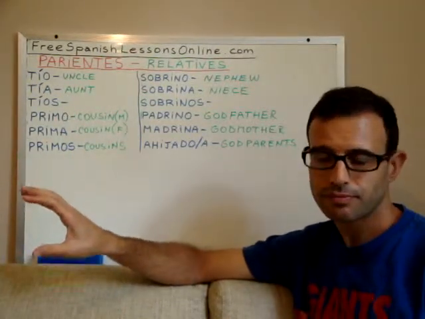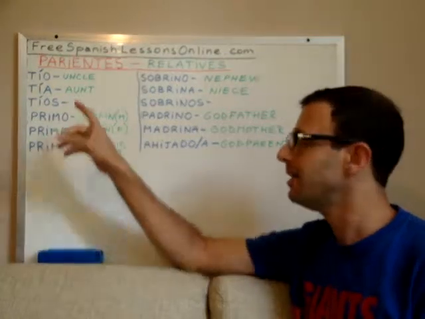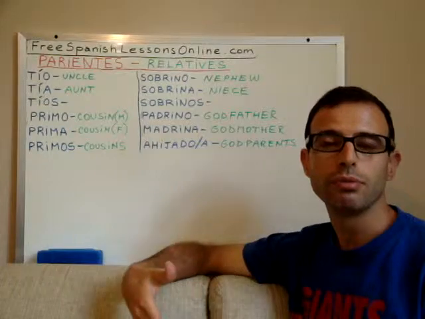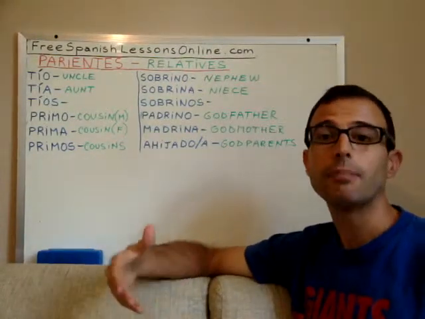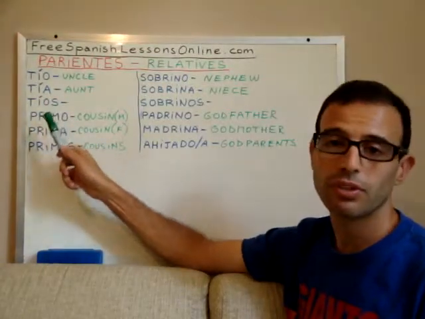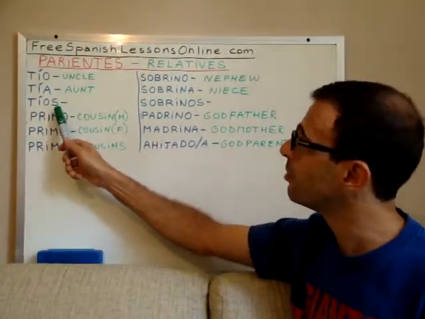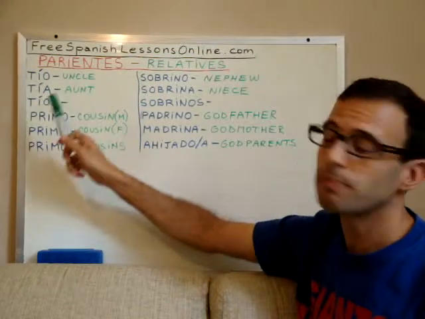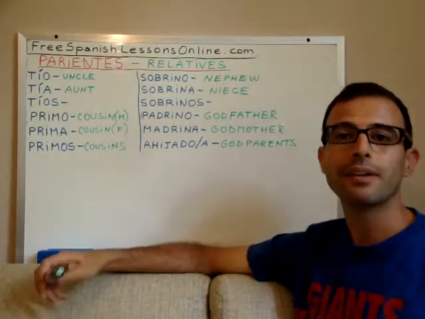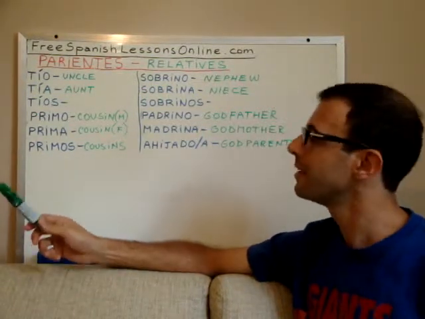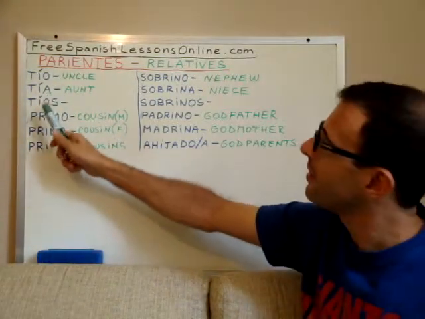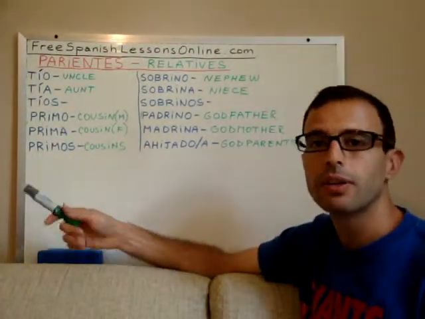For example, my tíos, right? When I say tíos, I refer to my aunt and my uncle, okay? So the word tíos, although it is masculine and is a plural for the word tío, uncle, it also stands for my uncle and my aunt, okay? So tío is uncle, tía is aunt, tíos would be my uncle and my aunt, okay?